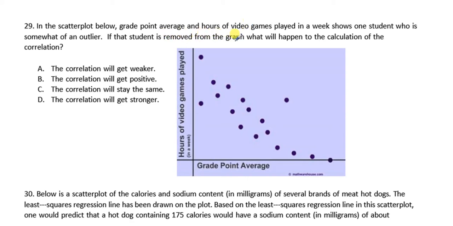If you removed this one here, it is an outlier. If you remove outliers, the correlation gets stronger. If you remove every point that's not exactly on the line, the closer to the line, like this one would be a line. Let's put a line in here. A line would be something like this. You get rid of this point, these dots are closer to the line, the correlation will get stronger.